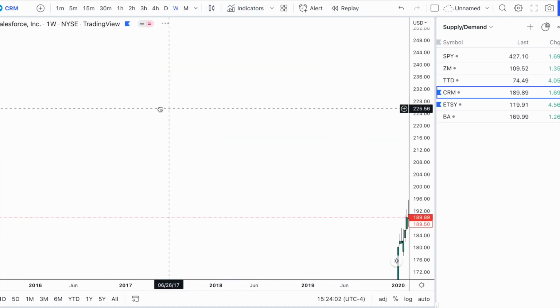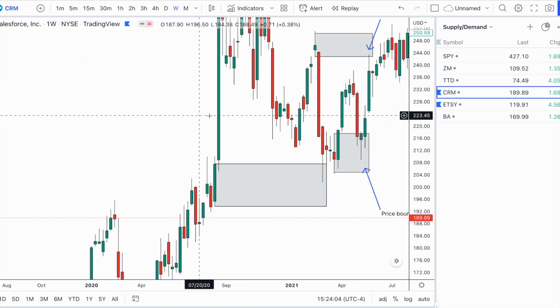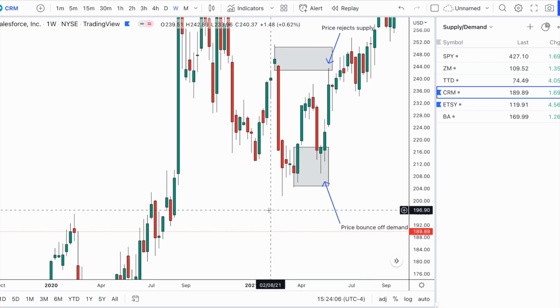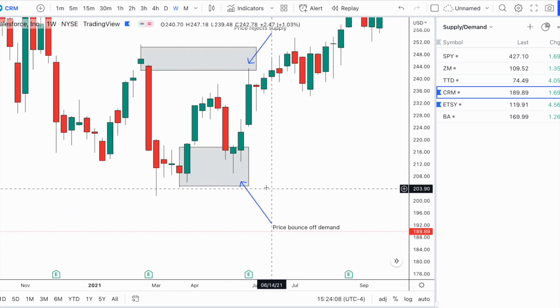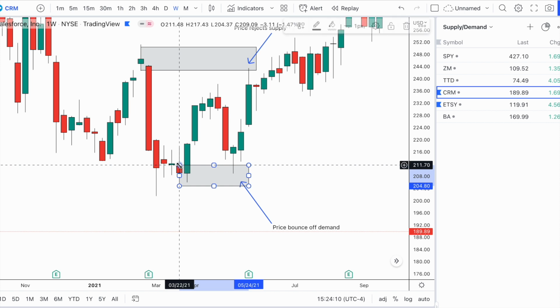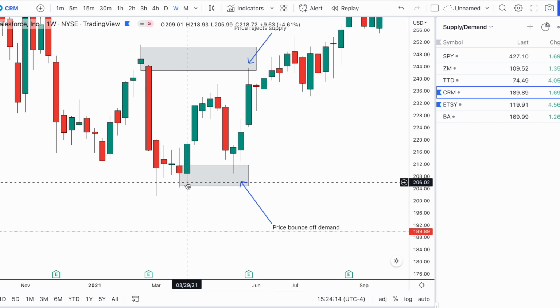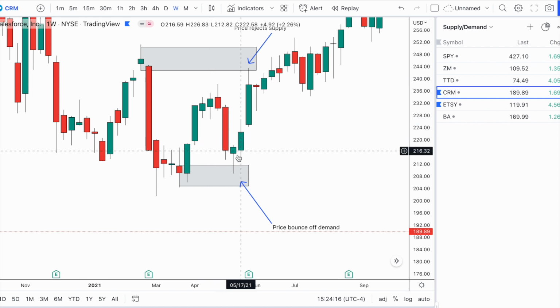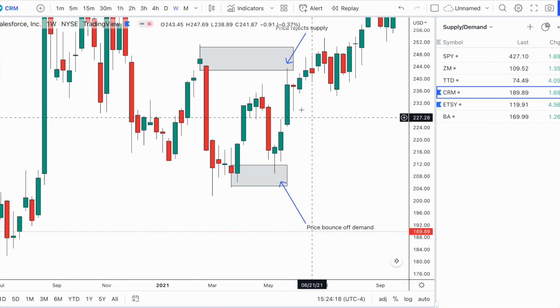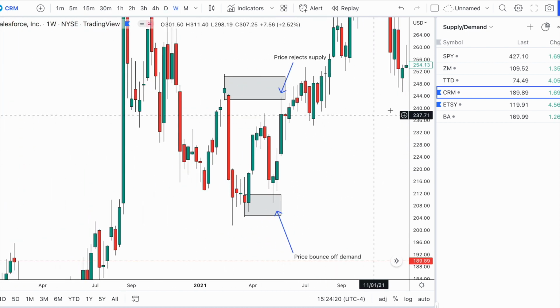And looking back at the weekly, so let me get rid of some of these zones. We have another demand zone, right? Price bounces off demand. I could draw it from the base right here. We have this explosive move higher, the move starts here, comes back, bounces, very clean move off of that.